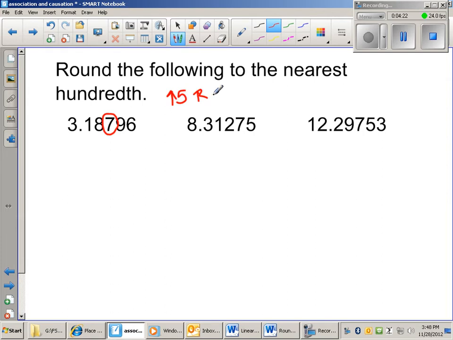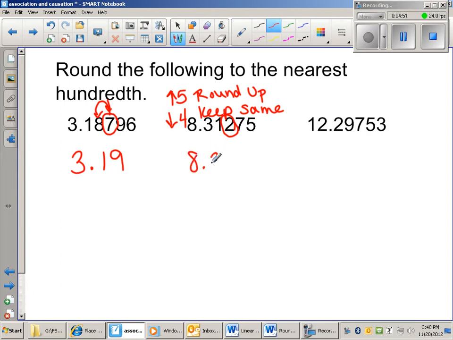And if it's lower than 4, I keep it the same. Okay, so again, here's 7. It's going to be 5 or higher, so it's going to round this 8 up. So I have 3.19. This next one, 8.312, the third number is the 2. 2 is smaller than 4, so it's going to keep my value at 8.31.